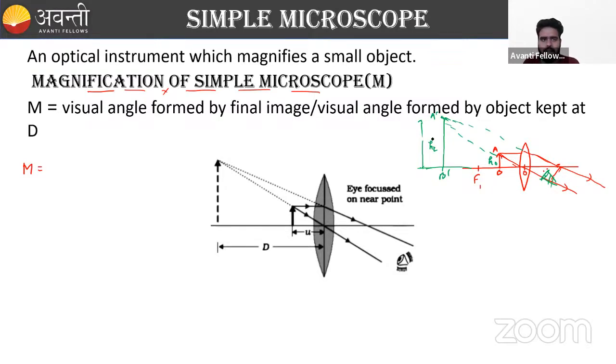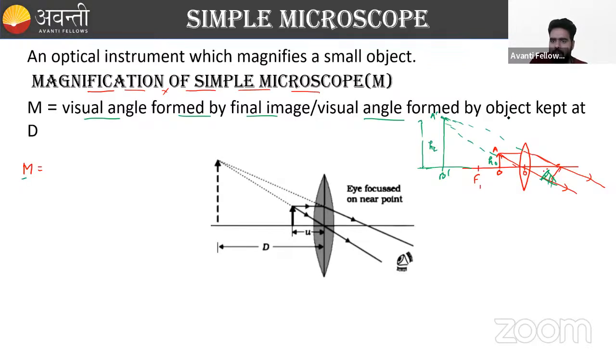This is the functioning. Before we understand how this is working and what the magnification is here, guys, if we want to understand the magnification, we must know the concept of the visual angle and how it is defined. It is the visual angle formed by the final image divided by the visual angle formed by the object kept at distance d. What is the meaning of d? Distance of distinct vision.